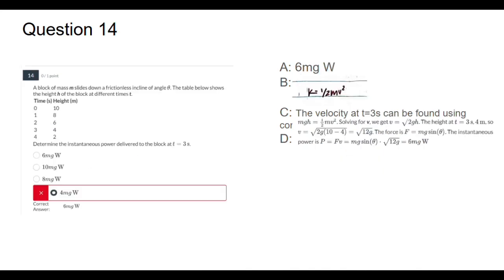Number 14 was actually 6 mg watts, and in my notes you can see some energy formulas, and the velocity at time equals 3 seconds could have been solved using the conservation of energy, and there's a bunch of calculations under there, which is what I should have done to get the right answer. So you can plug in the values they give you and find instantaneous power.